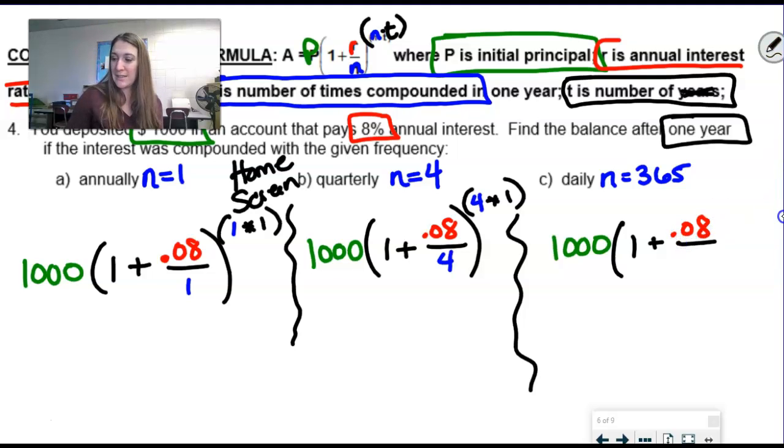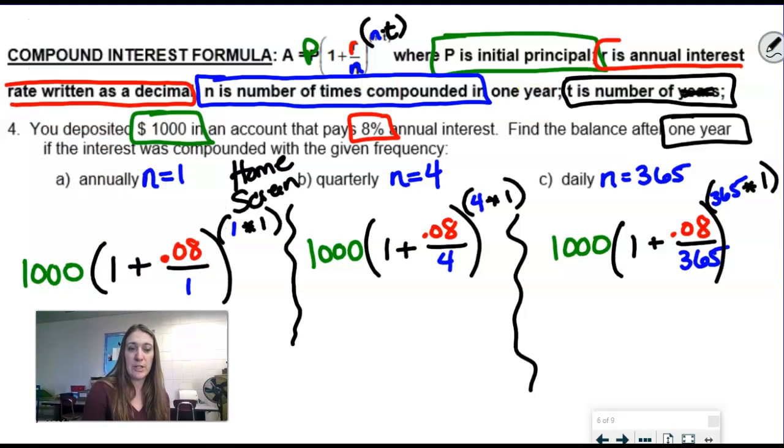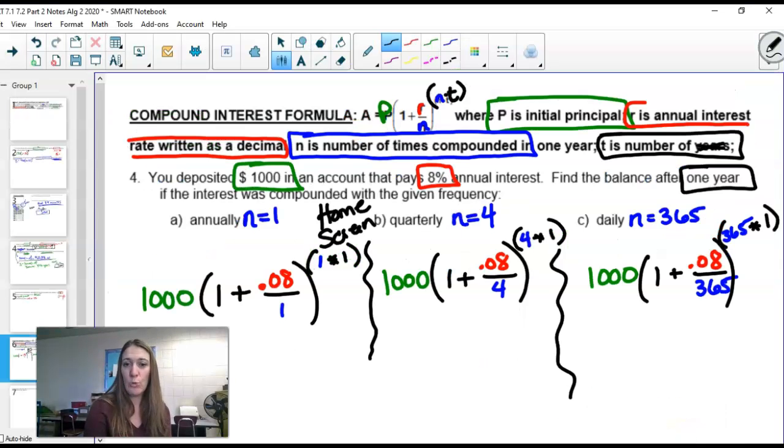All right, 0.08, this is daily, 365 is what we're changing those blue numbers to. Oops, I wrote too big, what a shock. All right, so 365 times 1 up here in the exponent. Okay, so in theory, I'm going to type all those into the home screen, but I'm going to show you how you can use your calculator to reuse an entry from before. All right, I'm going to type that first one in. Home screen, here we go.